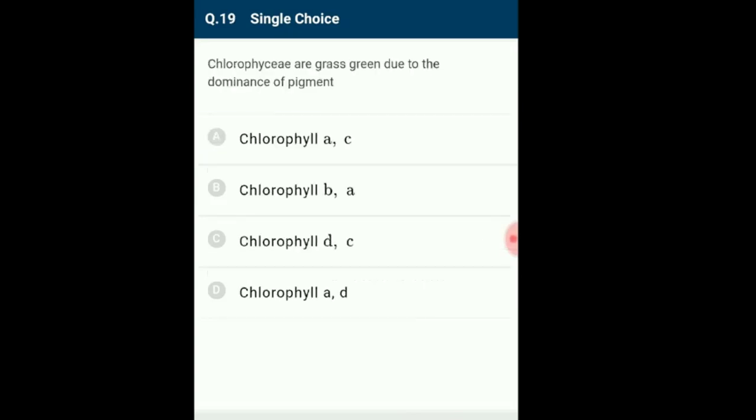Question number 19. Chlorophyceae are grass green due to the dominant pigment. Chlorophyceae are commonly called green algae. Their main pigments are chlorophyll a and chlorophyll b and the accessory pigments are beta carotene and xanthophyll. So the answer is option B, chlorophyll b and a.